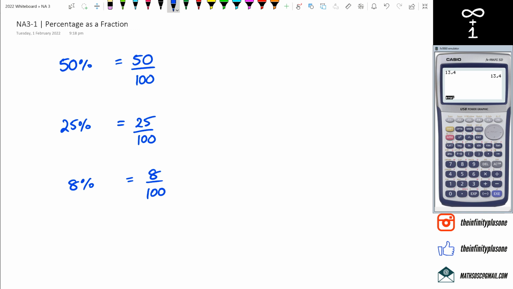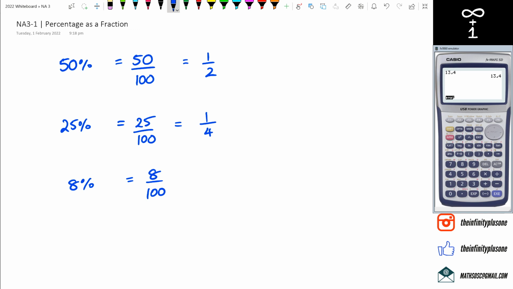Now, the key thing is this. We know that these fractions could actually be simplified further, and so what we need again is to go back to our times tables and see how much you remember your times tables. 50 over 100, we kind of did this in the previous video. We know that this is the same thing as saying a half. 25 over 100, we know that this is going to be a quarter. But let's actually go to 8 over 100.